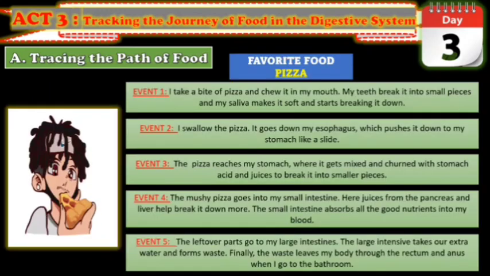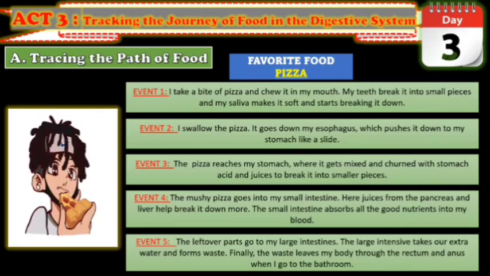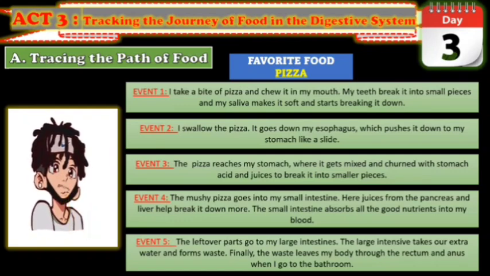For example, you have a favorite food which is pizza. So event 1, I take a bite of pizza and chew it in my mouth. My teeth break it into small pieces and my saliva makes it soft and starts breaking it down. Event number 2. I swallow the pizza. It goes down my esophagus, which pushes it down to my stomach like a slide. Event number 3. The pizza reaches my stomach, where it gets mixed and churned with stomach acid and juices to break it into small pieces.